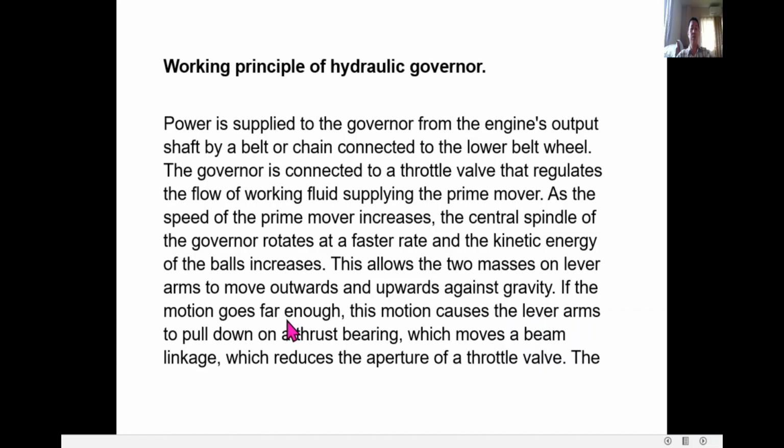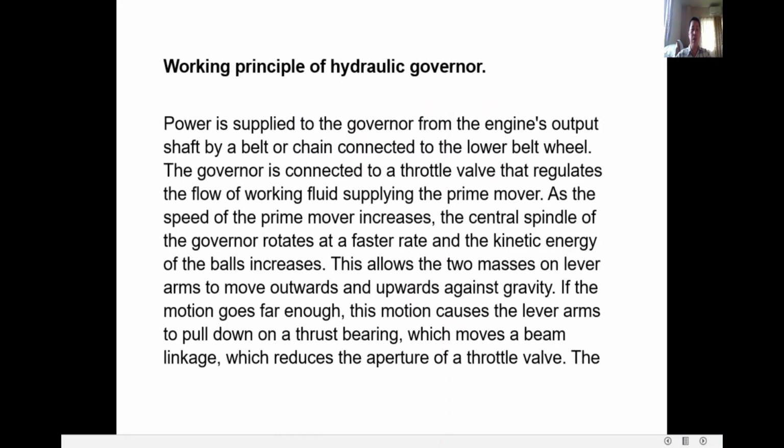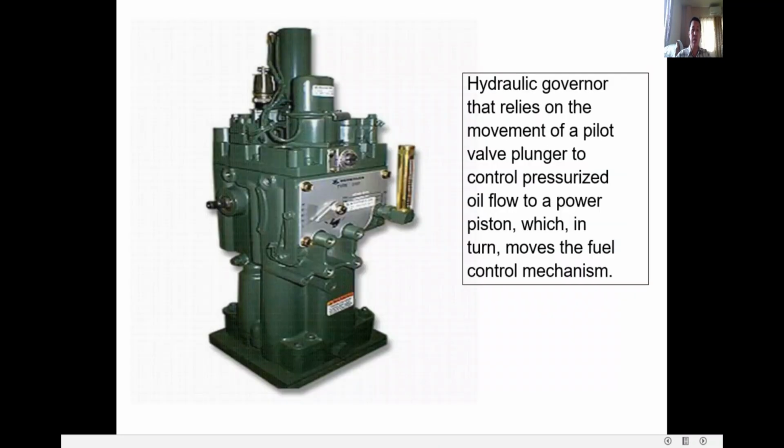If the motion goes far enough, this motion causes the lever arms to fall down on the thrust bearing, which moves a beam linkage, which reduces the aperture of the throttle valve. The rate of working fluid entering the cylinder is thus reduced, and the speed of the prime mover is controlled, preventing overspeeding. As we can see here, it is described.